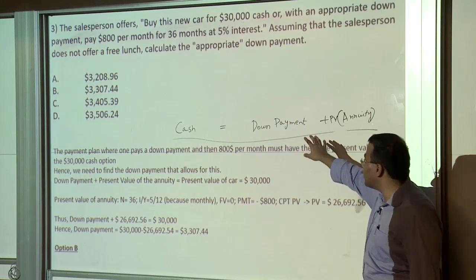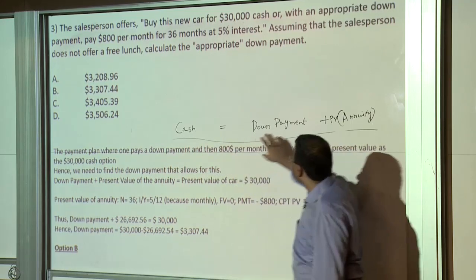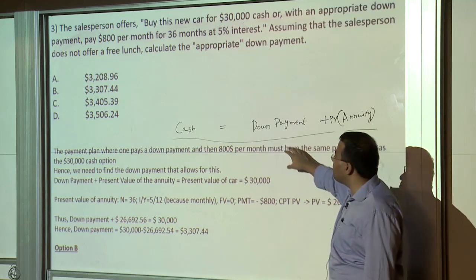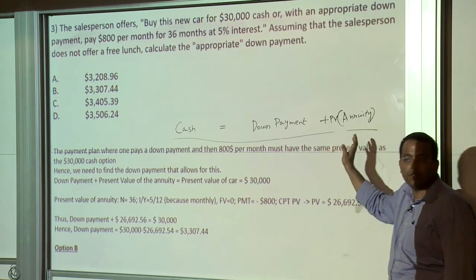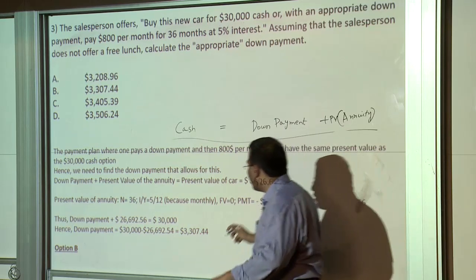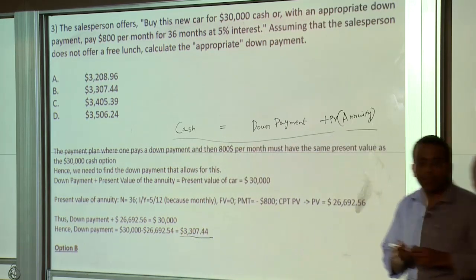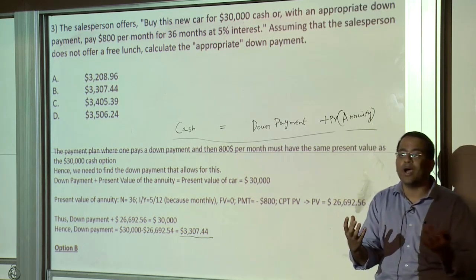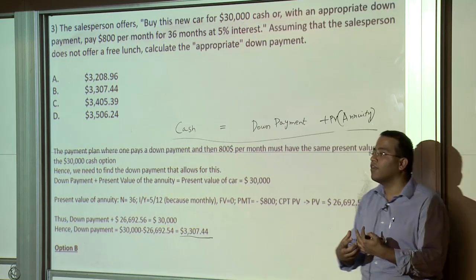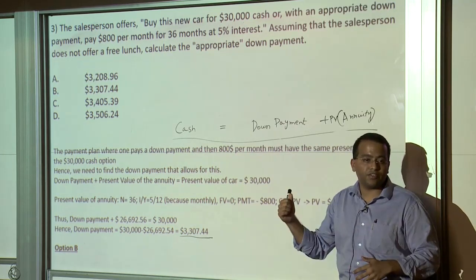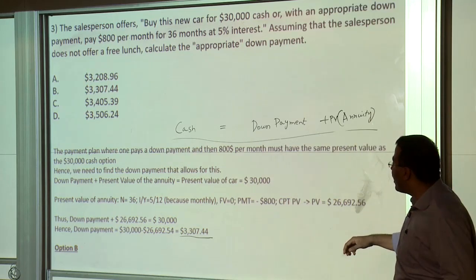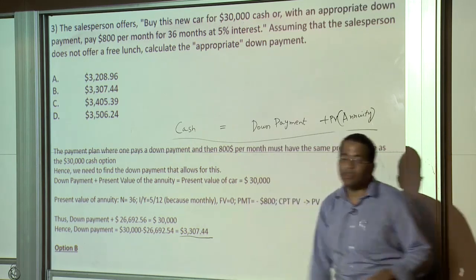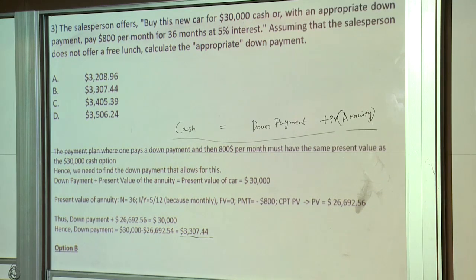So let's go back to our equation. You have 30,000 is equal to something plus 26,692, right? So that something here is simply 30,000 minus 26,692. And that's going to be 3,307.44. And so this is the appropriate down payment to make these two schemes equivalent, to make these two schemes financially the same at these interest rates. So the appropriate down payment is 3,307.44. That's option B, and so that's the right answer for this question.